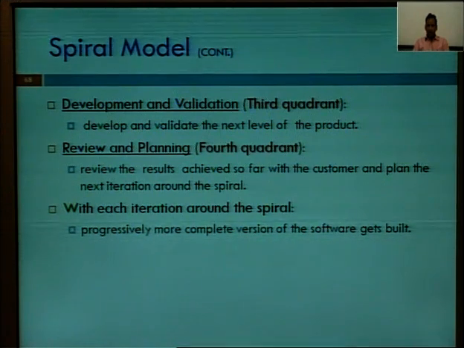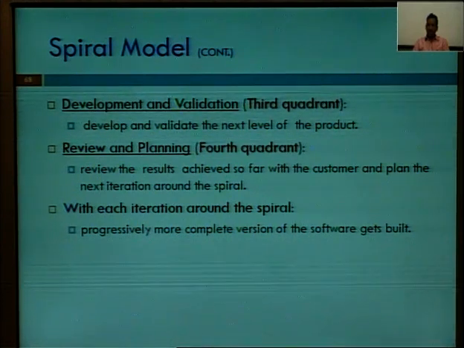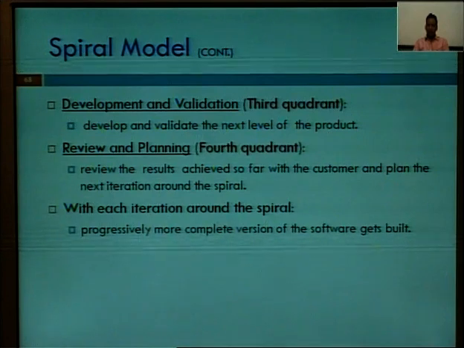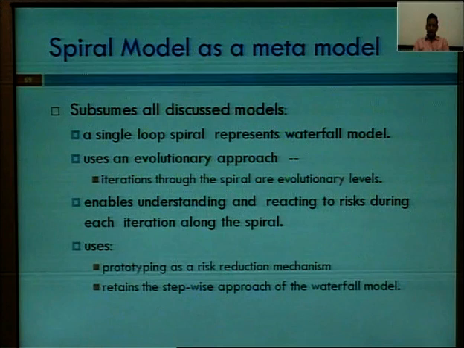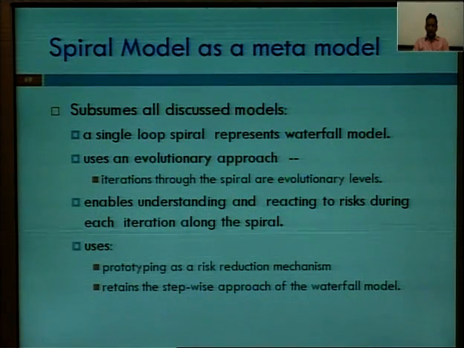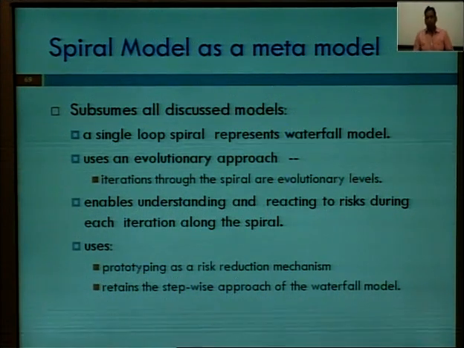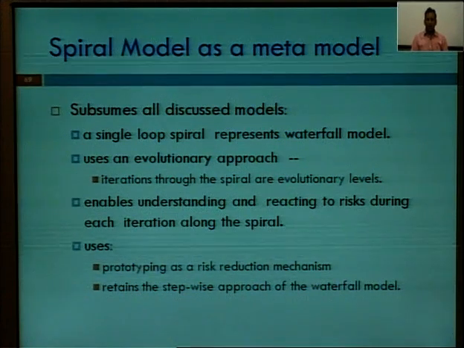In that quadrant, we review the results achieved so far with the customer and plan the iteration around the spiral. With each iteration around the spiral, a progressively more complete version of the software gets built. The spiral model is also known as the meta model because it subsumes all the previously discussed models.